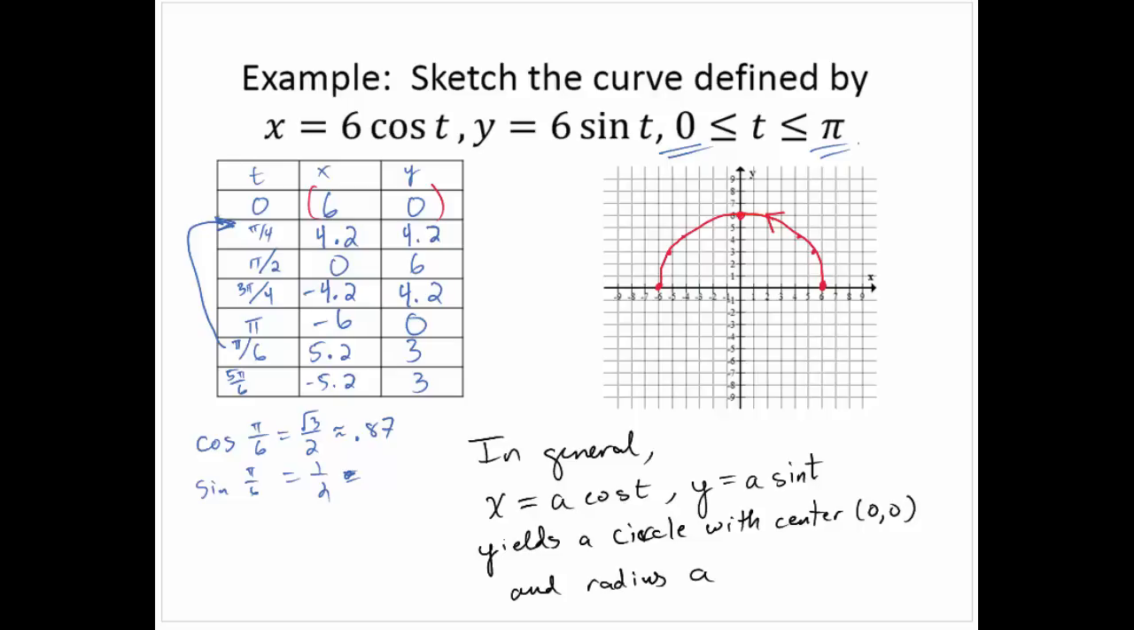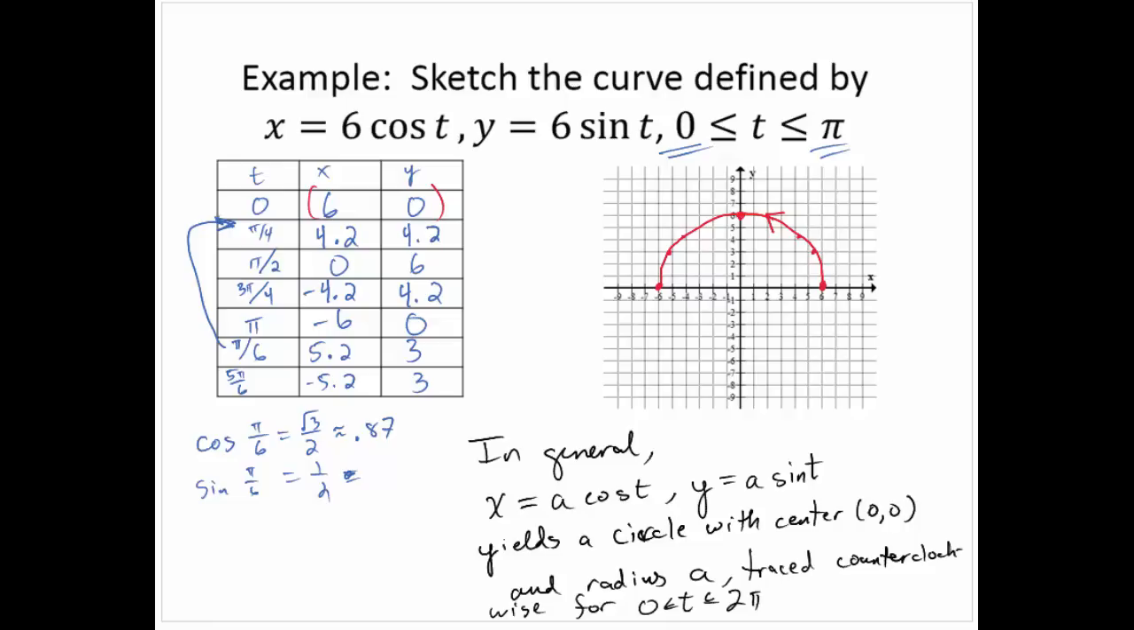And if you think of the period of the functions, the period is 2 pi. And so what we would expect is that it would complete the entire circle over 2 pi. And that's true. In general, x equals a cosine t, y equals a sine t yields a circle with center 0, 0 and radius a, traced counterclockwise as t goes from 0 to 2 pi.